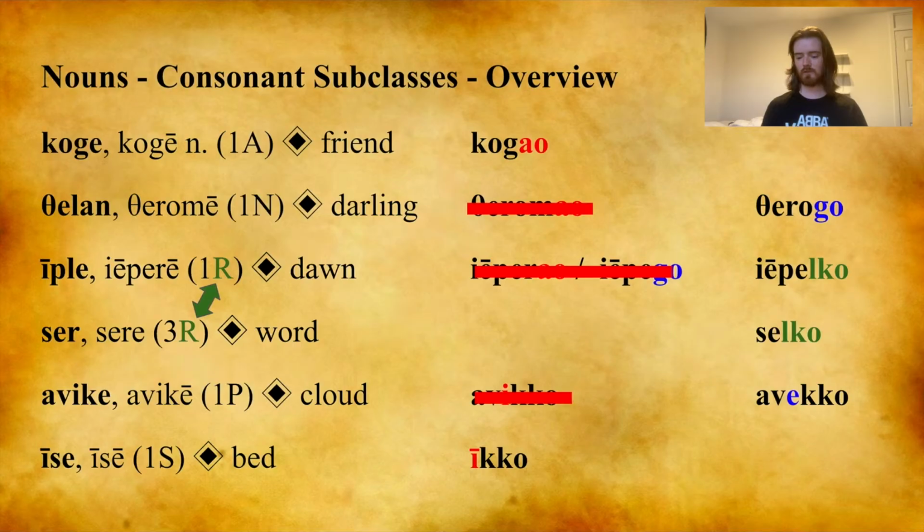Similarly, if we look here at ise, which means bed and belongs to the first declension sibilant subclass, you would expect the genitive singular to be iko, taking the long E sound. However, this long E sound breaks to give us the genitive singular ieko.